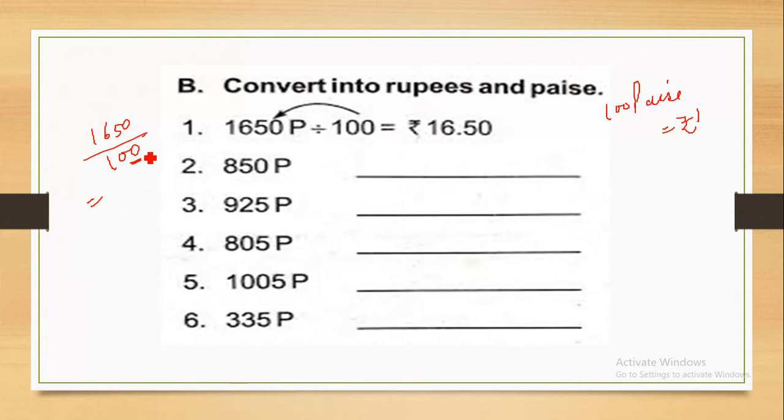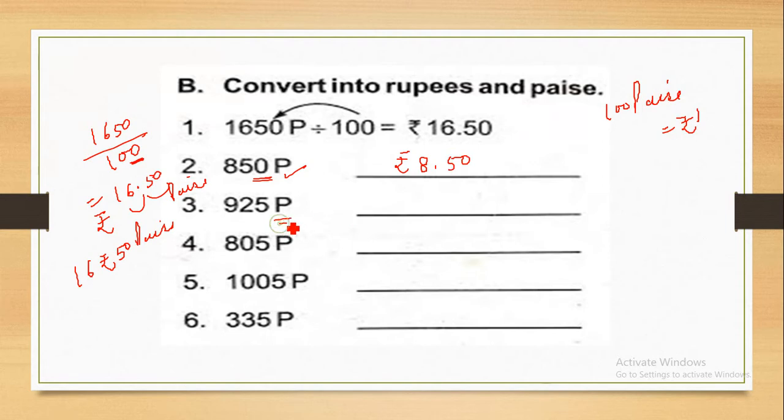For the last two zeros, count two digits from the back and put the decimal. That means before the decimal you have rupees and after the decimal you have paise, right? So in that way we have 16 rupee 50 paise. If I go with 850 paise divided by 100, that means rupee 8.50. Same way we have 925 paise, divided by 100, count two digits from the back, put the decimal. That means 9.25, which means 9 rupee 25 paise.